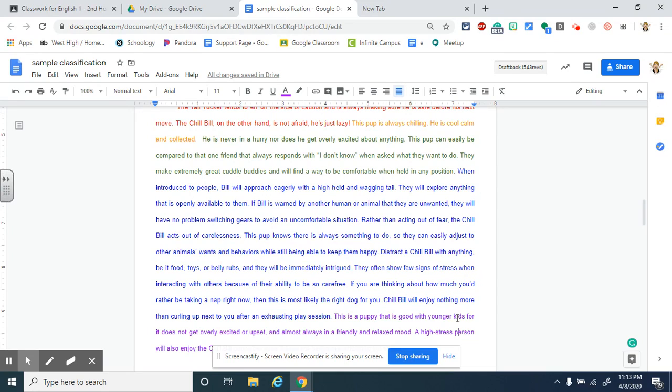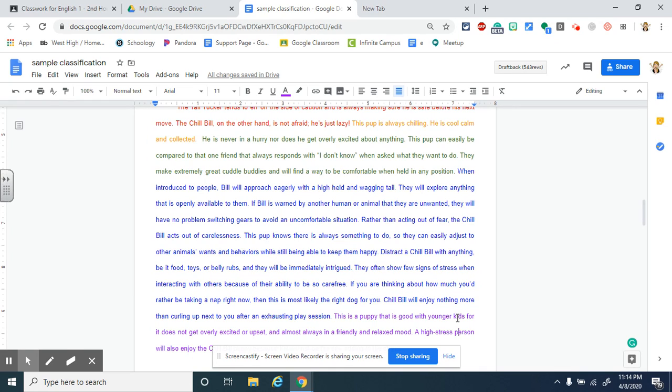When introduced to people, Bill will approach eagerly with a head held high and a wagging tail. They'll explore anything that is openly available to them. If Bill is warned by another human or animal that they are unwanted, they'll have no problem switching gears to avoid an uncomfortable situation. Rather than acting out of fear, the chill Bill acts out of carelessness. This pup knows there's always something to do, so they can just as easily adjust to the other animals' wants and behaviors while still being able to keep them happy.